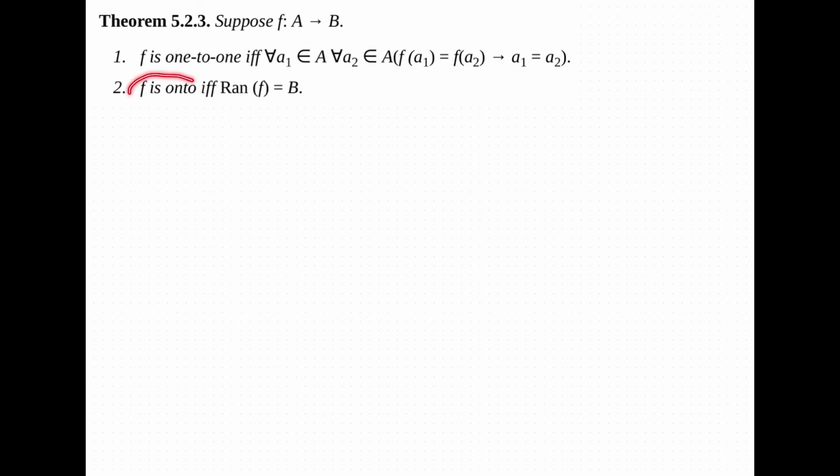And f is onto if and only if the range of f is equal to B. And as a reminder, the range of f is the set of f of a such that a is in A. So we're looking at all the outputs of the function under f.